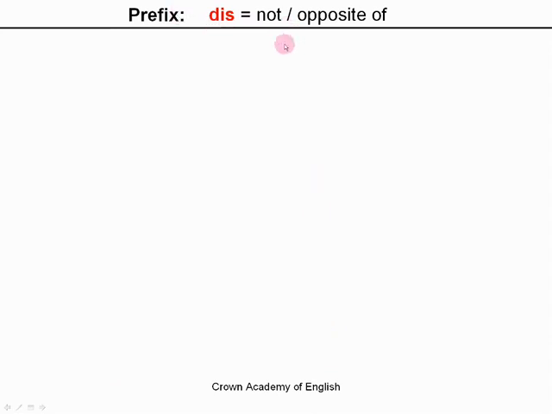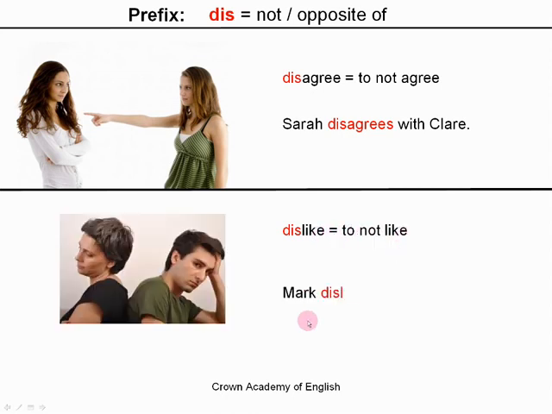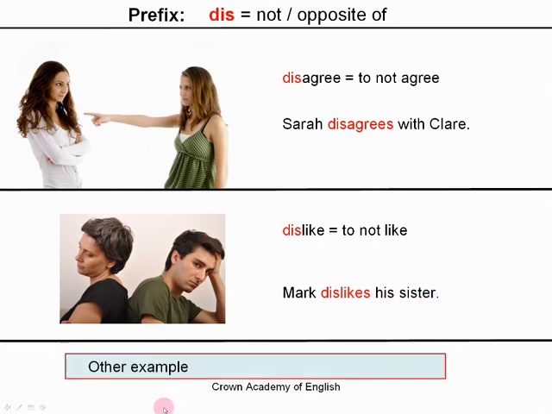Dis, dis, means not or opposite of. Disagree means to not agree. Sarah disagrees with Claire. Dislike means to not like. Mark dislikes his sister. Other examples: disallow, disconnect, disrespect. Again, look in the dictionary.